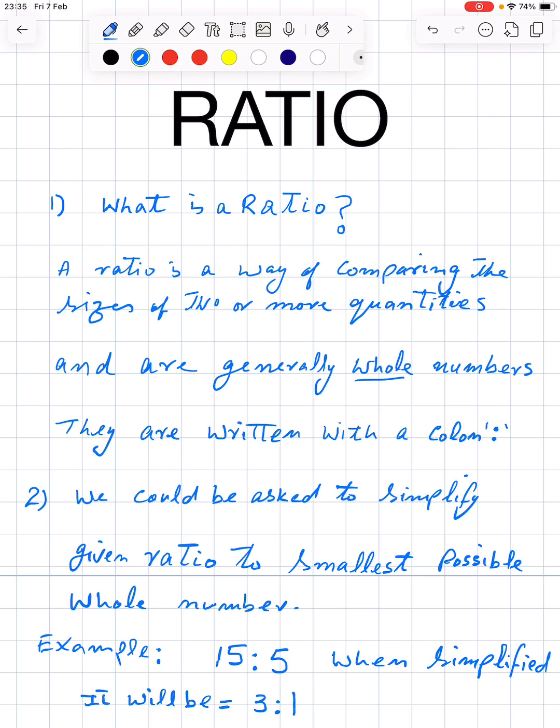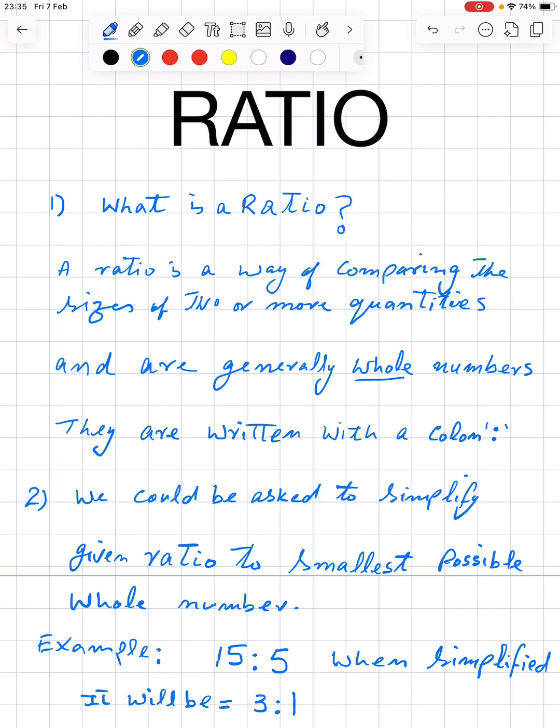In this video, we will be learning all about ratios. So, the first question arises, what is a ratio? A ratio is a way of comparing the sizes of two or more quantities and are generally whole numbers. They are written with a colon.